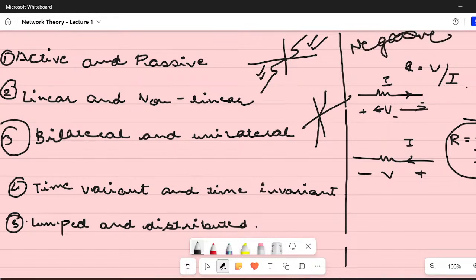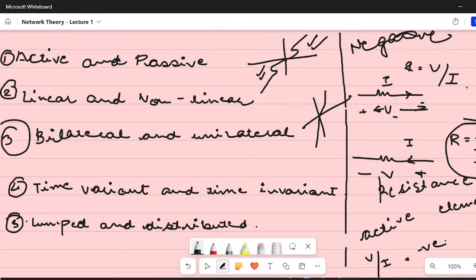Again, if you find the concept of negative resistance anywhere, what is negative resistance? Negative resistance is essentially a feature of active elements. You would not find negative resistance in passive elements. So in any characteristic where you find the ratio of V by I as negative, you can without doubt claim it to be an active element. It cannot be a characteristic of a passive element.